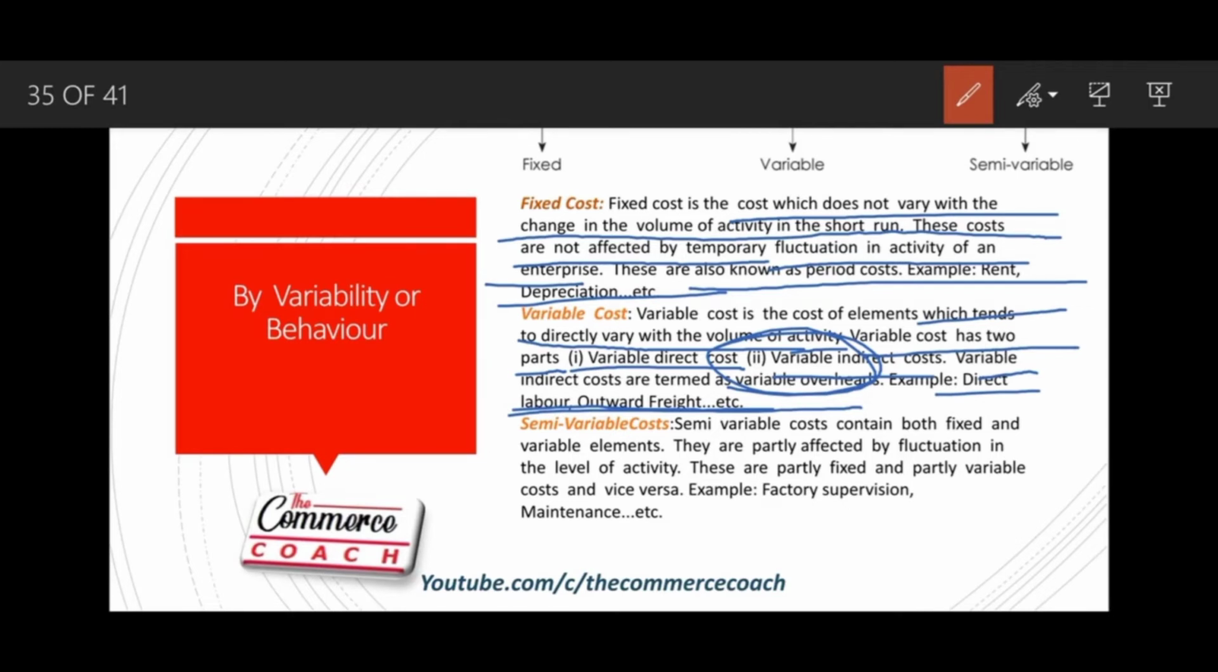Okay, now semi-variable. Semi-variable costs are costs which contain both fixed and variable elements. They are partly affected by fluctuation in the level of activity. They are partly fixed and partly variable costs and vice versa. Example: factory supervision, maintenance.